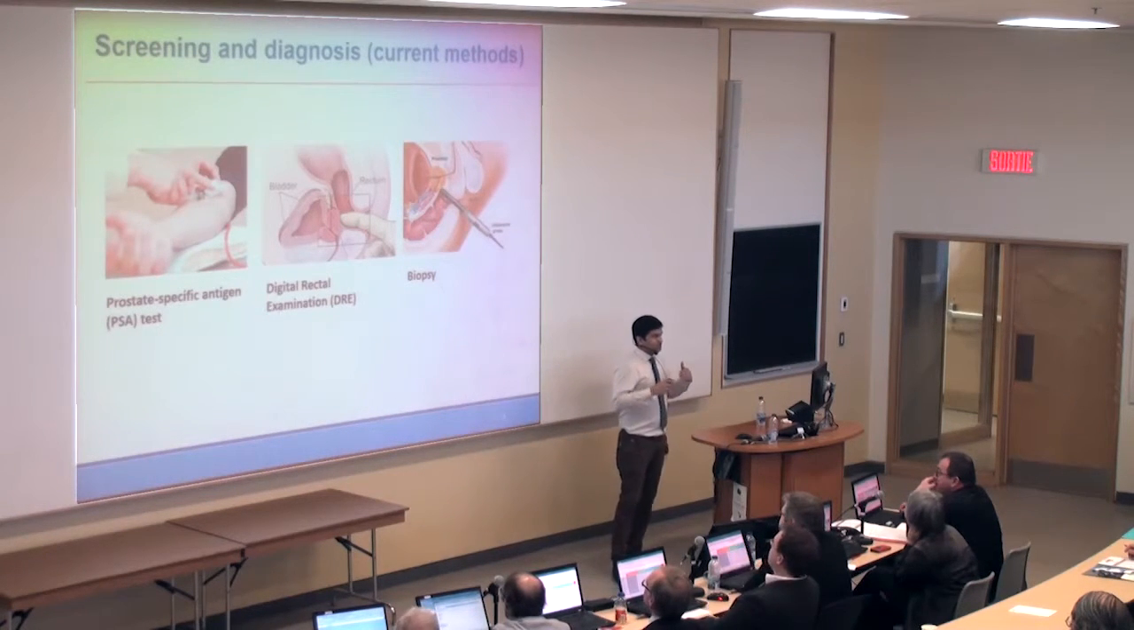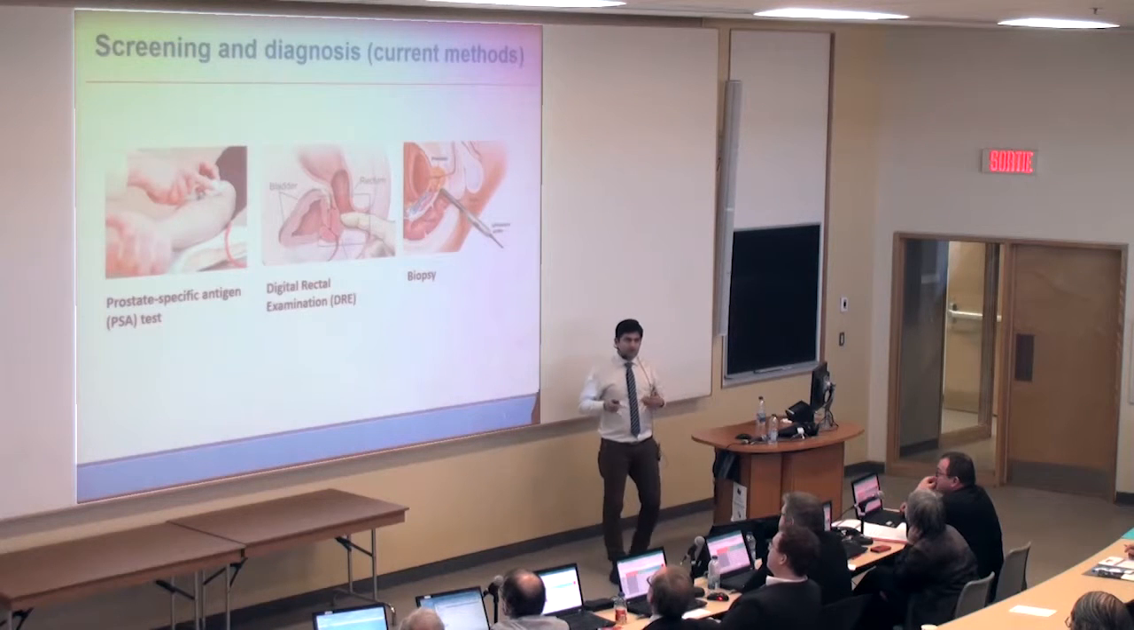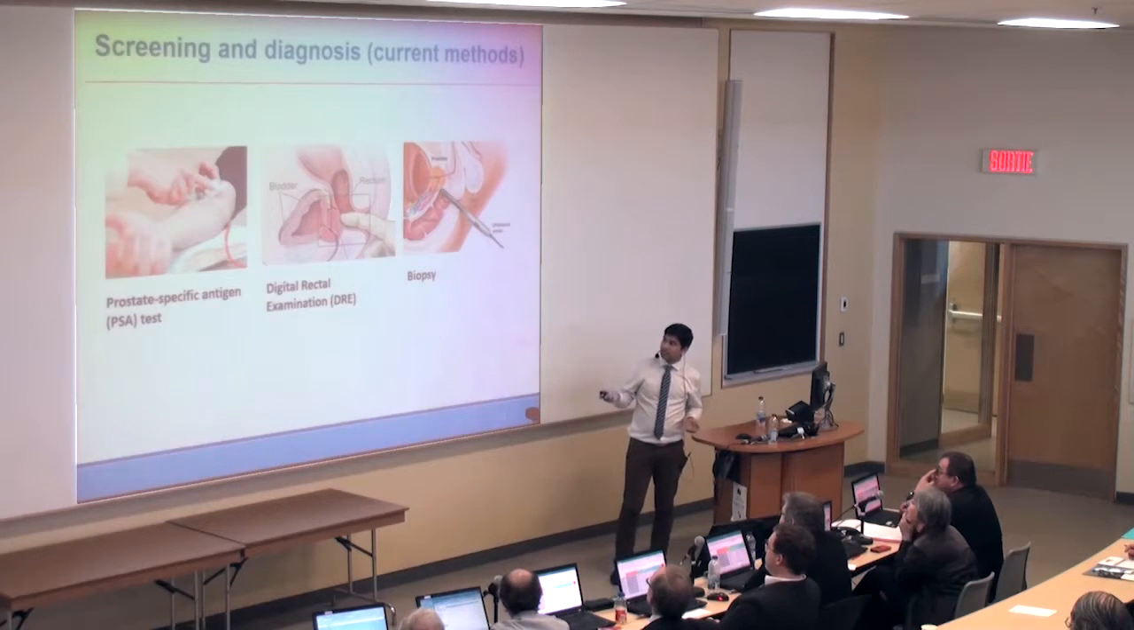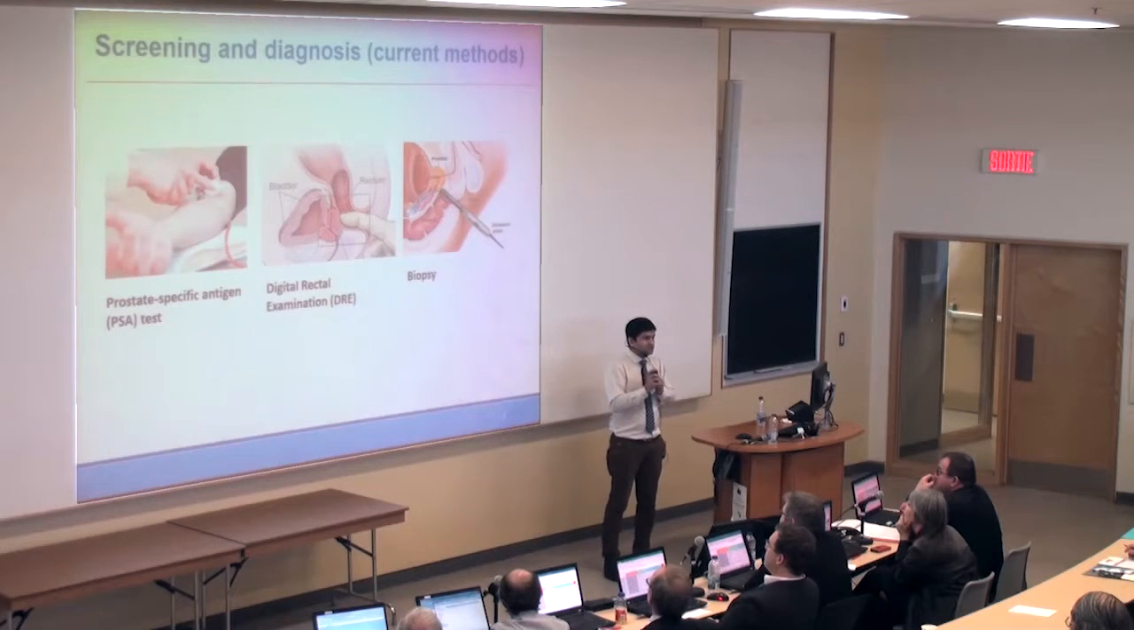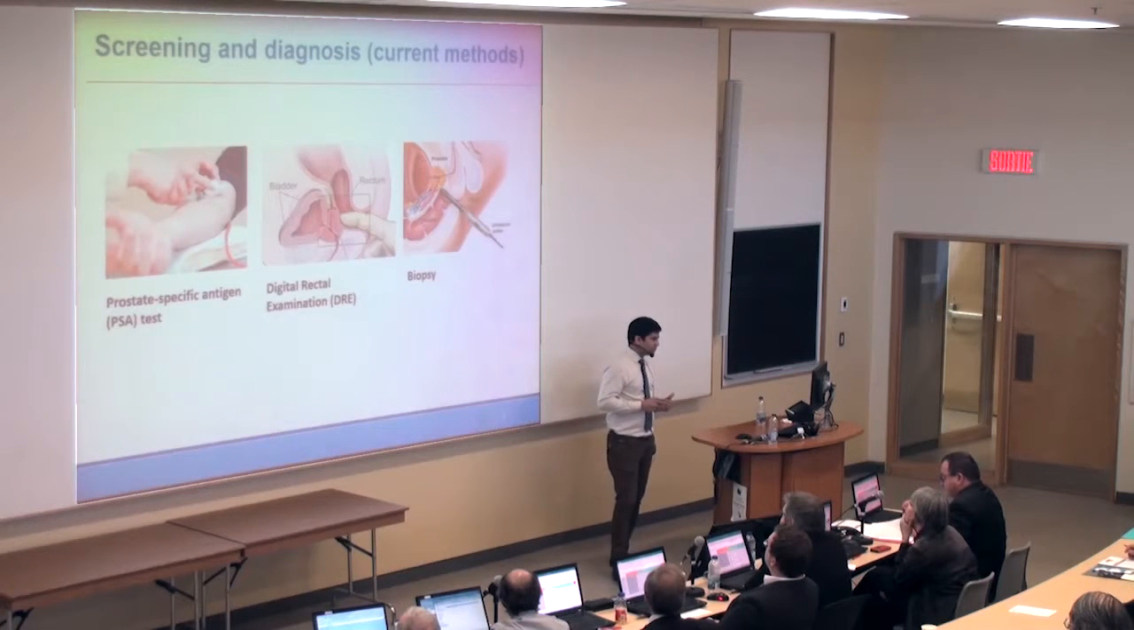If the patients have a higher PSA, they are recommended to undergo digital rectal examinations. So in DRE examinations, the clinicians look at the stiffness of the prostate tissue via the rectal wall and see if there are some abnormalities. And if they find some abnormalities, the patients are recommended to undergo biopsies. And these biopsies are analyzed histopathologically to grade the prostate cancer.